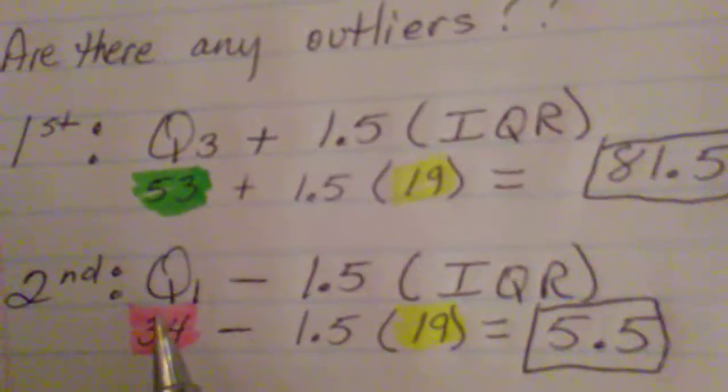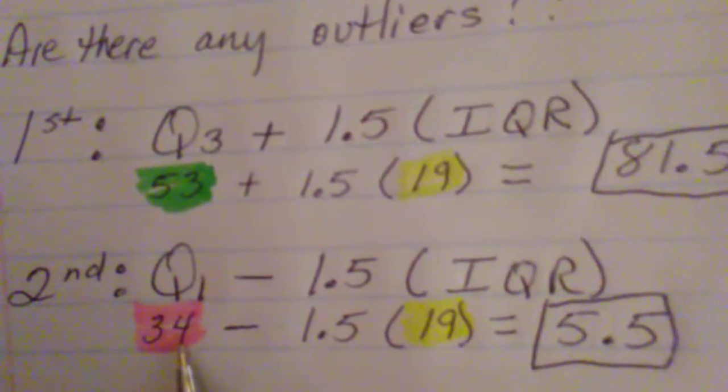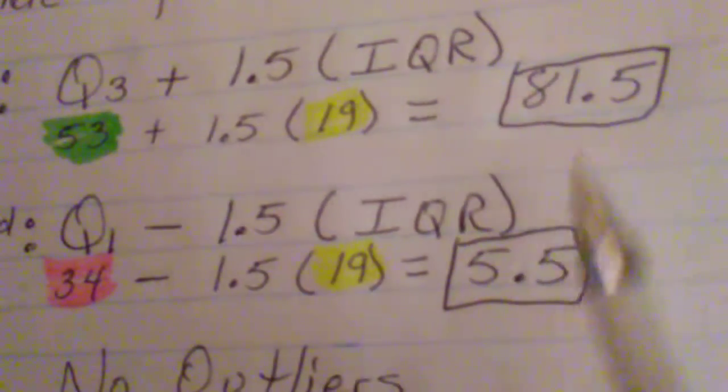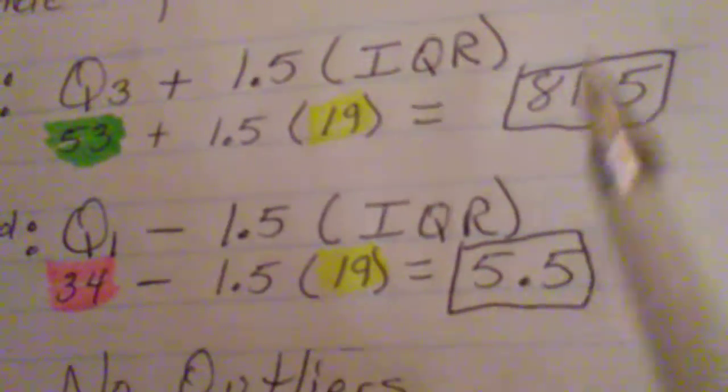The second thing you do is you take quartile 1, which in our case is 34, and subtract 1.5 times the IQR, which is 19, and we get 5.5. Now put a box around these numbers, because these are the numbers you're going to be looking at to find the outliers, if there are any.